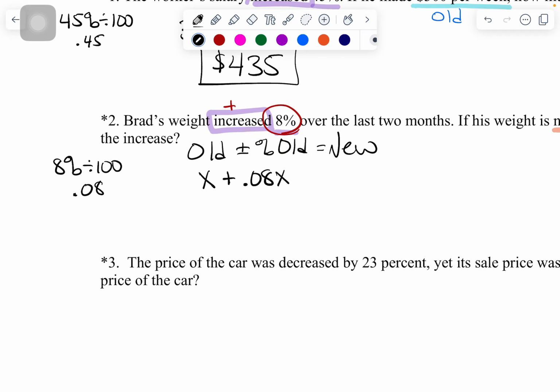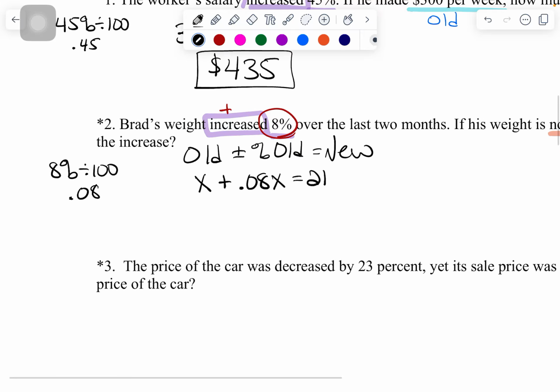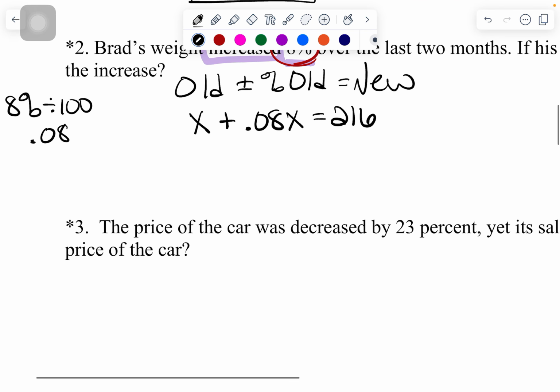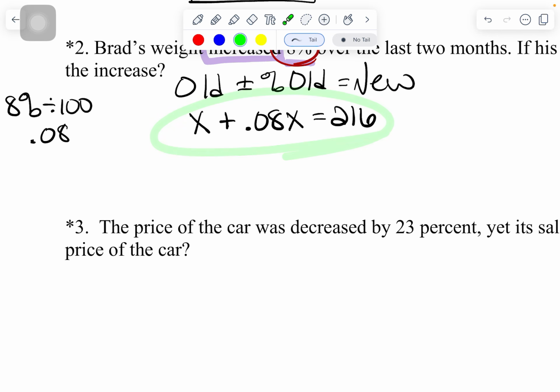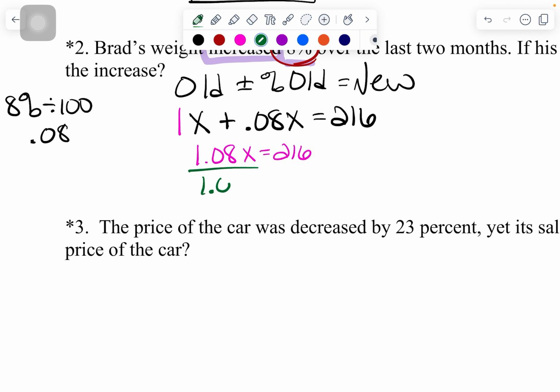All right, so that's going to be an X here because I still don't know what the old is, but the new weight was 216, so 216. And this is what I want to now solve. Now, I have an X here plus 0.08X. So this X has a lovely 1 in front of it that we kind of ignore, but it is there. So when we go to add these two terms, because they are like terms, this becomes 1.08x equals 216. So to solve for x, let's go ahead and divide that by 1.08.